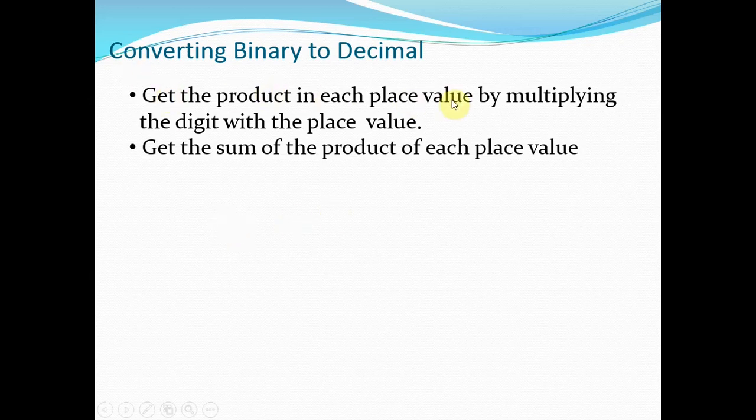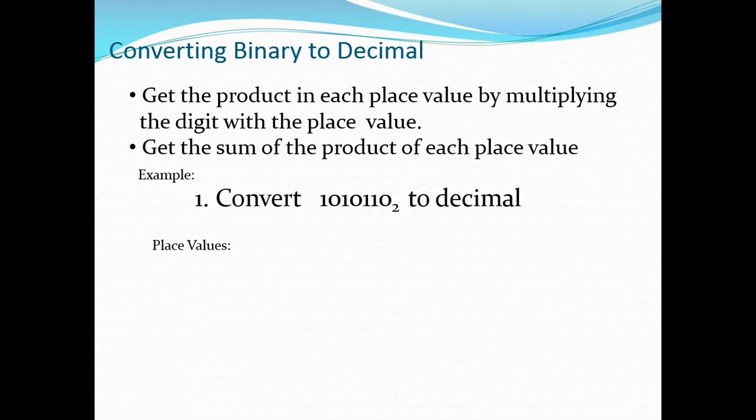Really, the statement here doesn't make sense, but it would make sense if we have an example. So for example, if we're going to convert 1010110 base 2 from binary to decimal, the first thing we're going to do, from the first procedure here, is get the product in each place value by multiplying the digit with the place value.